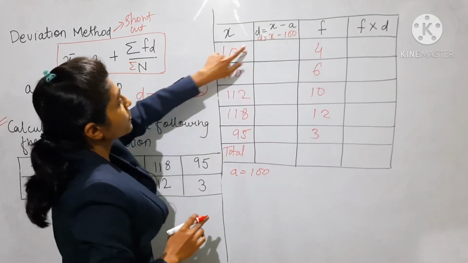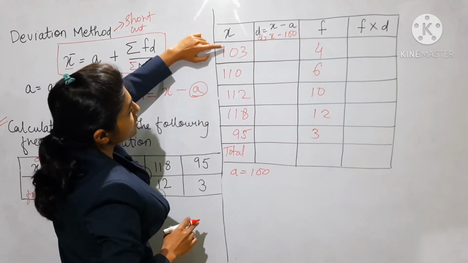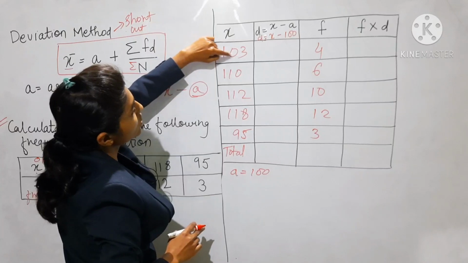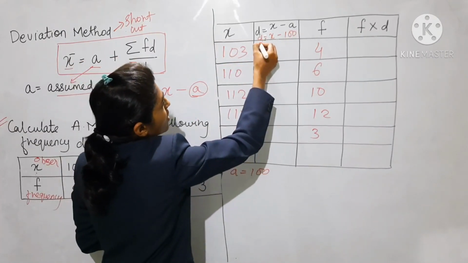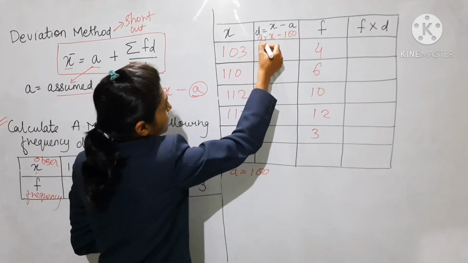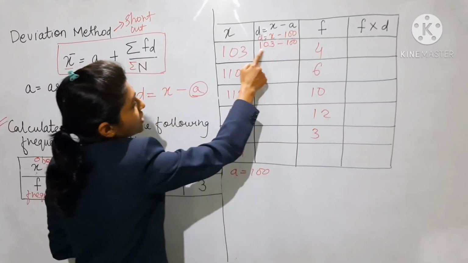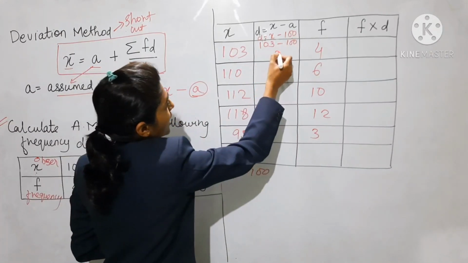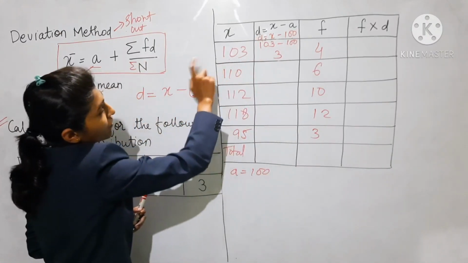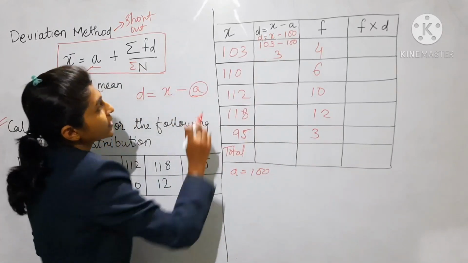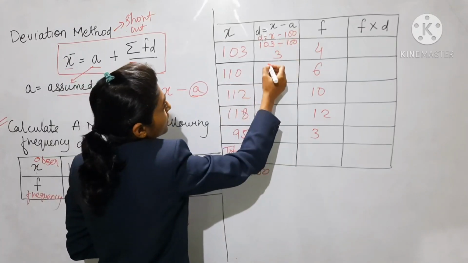Okay, now see, D is equal to X minus A. X is what? First we will take 103, minus 100. So what is remaining? See, X is 103, A is 100. So 103 minus 100, we get the answer 3. So D for the first class is 3. Okay, next X is 110 and the assumed mean is 100.